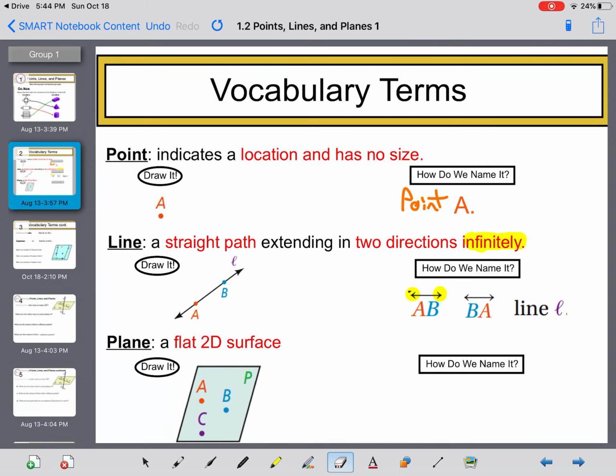So how can you name this plane? Well, there's several ways you could do it. The first being plane P. You just take the letter with no point associated, and you can classify your plane as plane P. Or you could take any 3 given points that are located within the plane itself, like A, B, and C, and call it plane ABC.